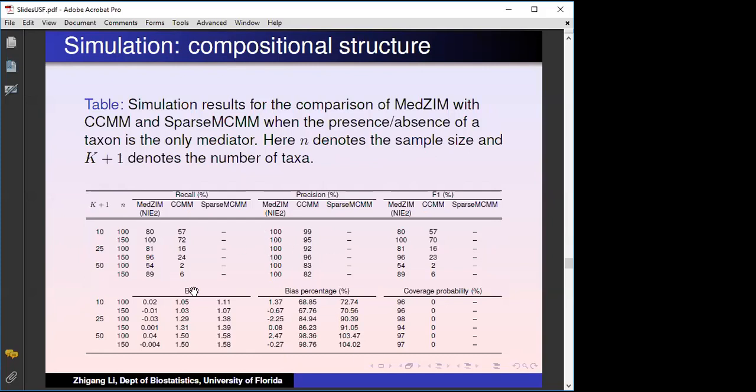So this is the comparison result. We only have NIE2 under this setup. Only the binary mediator has the mediation effect. As you can see, the MedZIM has good performance in terms of those measures. The one case where the performance is not that good is when the sample size is 100 and the taxa number is 50. But it's still better than the other approaches, much better actually. And the sparse MCMM cannot provide some of the measures.